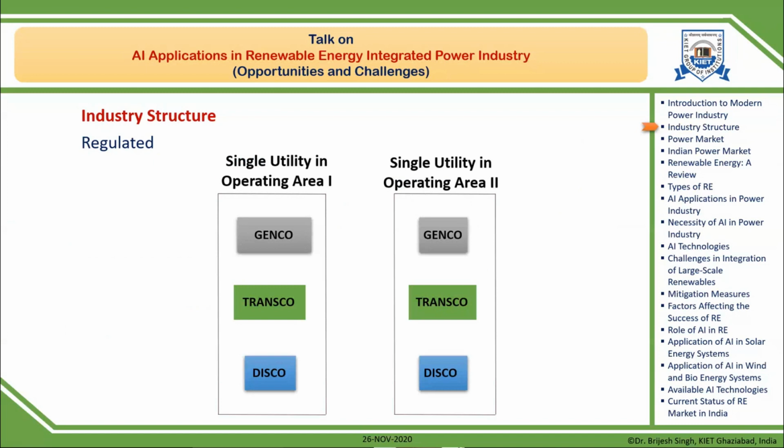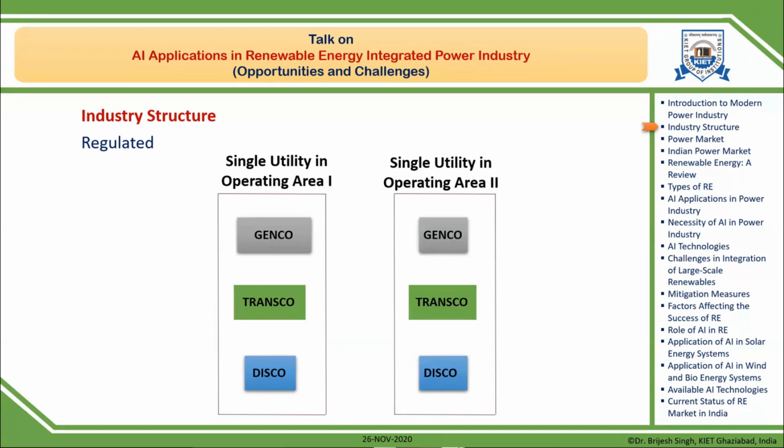If we look into this picture, in the previous slide I discussed the concept behind the structure of the power market or power industry. Now the second aspect is the operational strategies involved in industry operation. Obviously, as you know, friends, there are two types of strategy. First is regulated, and second is deregulated. In any market, these two types of strategies are involved.